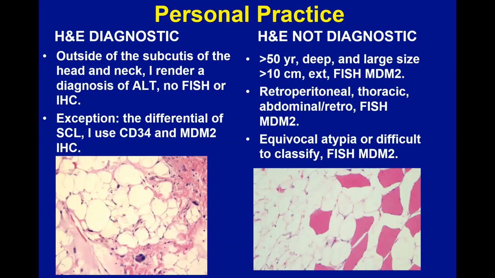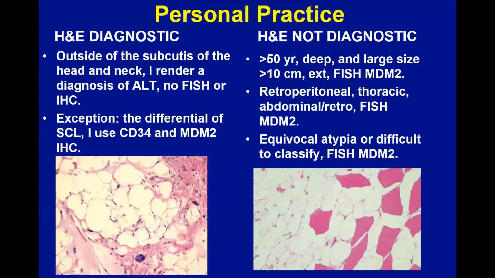Now, what about if it's not diagnostic? Suppose I get a fatty tumor with no atypia, and I just show you an example of an intramuscular lipomatous lesion down here, and I've seen a number of these over the years. I used to, without hesitation, call these intramuscular lipomas when I saw this type of checkerboard pattern. But I've come to recognize that a lot of these, even when I see no atypia, actually turn out to be atypical lipomatous tumors. So this would be an example of a tumor I would say is not diagnostic alone on H&E.